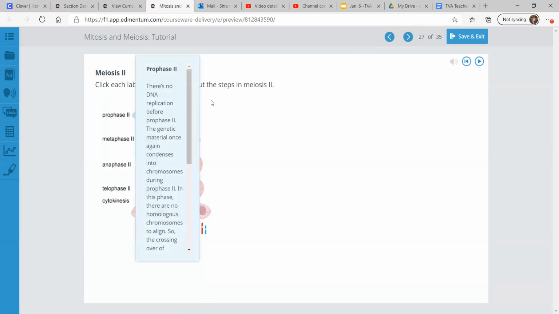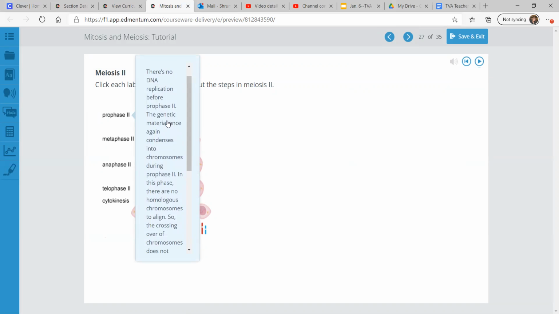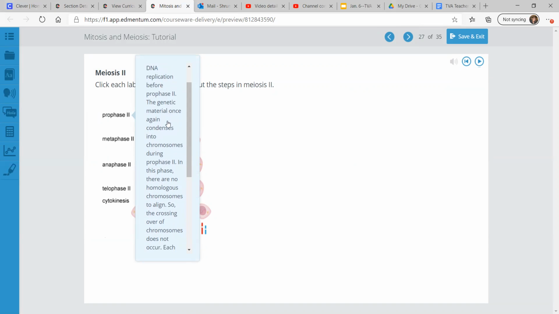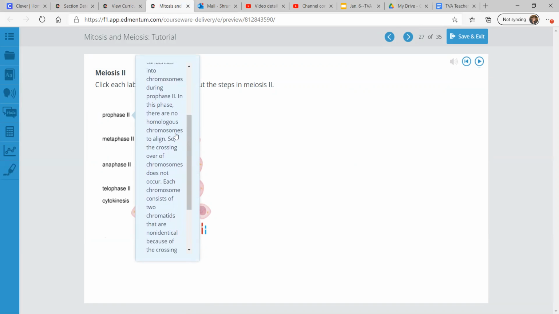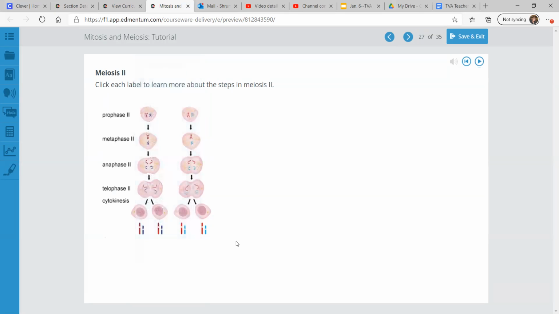Meiosis 2. Prophase 2. So this second step starts off with prophase 2. There's no DNA replication before this. The genetic material once again condenses into chromosomes during prophase 2. And in this phase, there are no homologous chromosomes to align. So the crossing over of chromosomes does not occur. Each chromosome consists of two chromatids that are non-identical because of the crossing over that occurred during that first phase. Additionally, a spindle apparatus forms during this phase or stage.